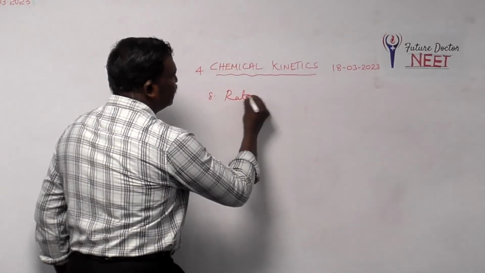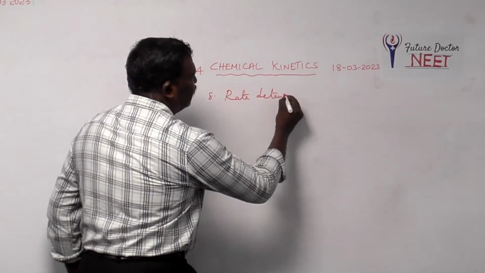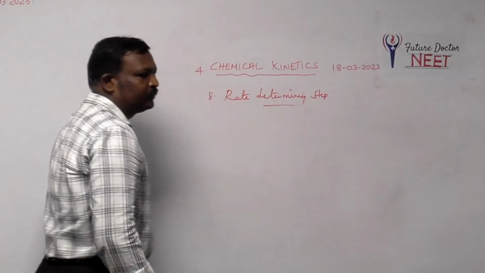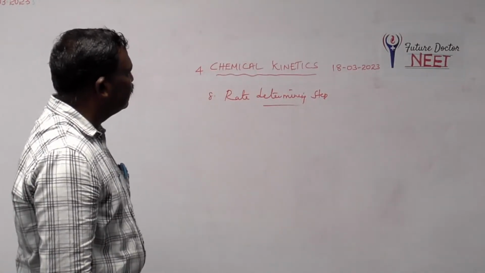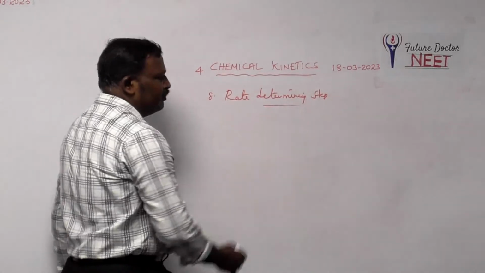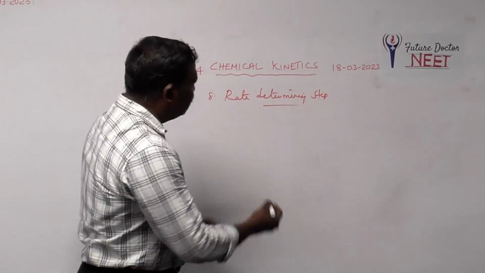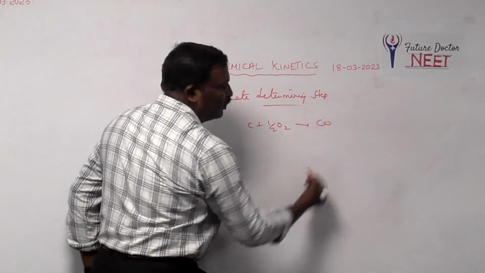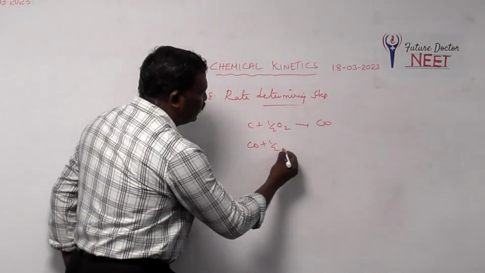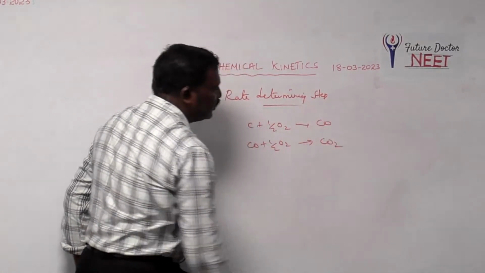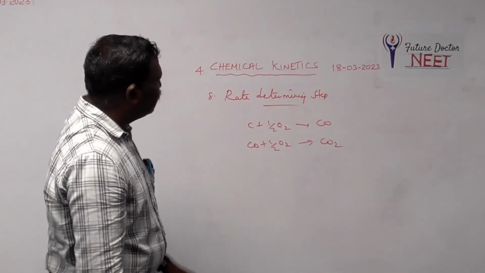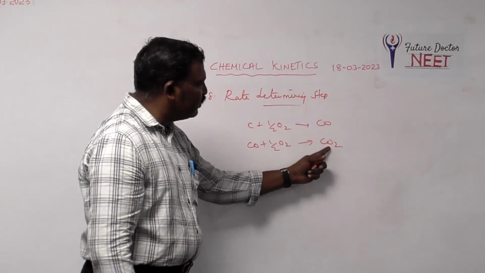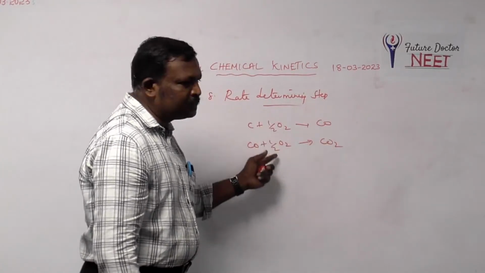Rate determining steps. Simply write, suppose I told you a mechanism. Suppose, for example, C plus half O2 gives CO, and CO plus half O2 gives CO2. For getting CO2, how many steps have been taken? Two steps.